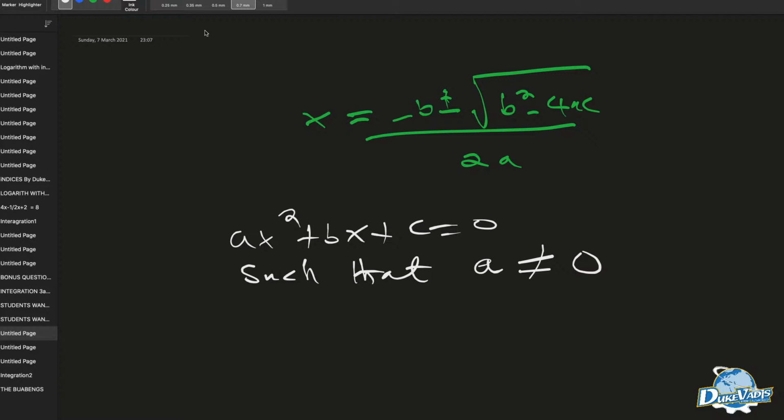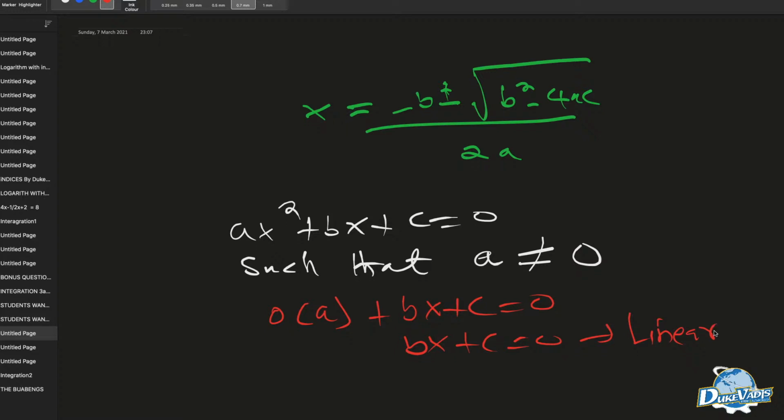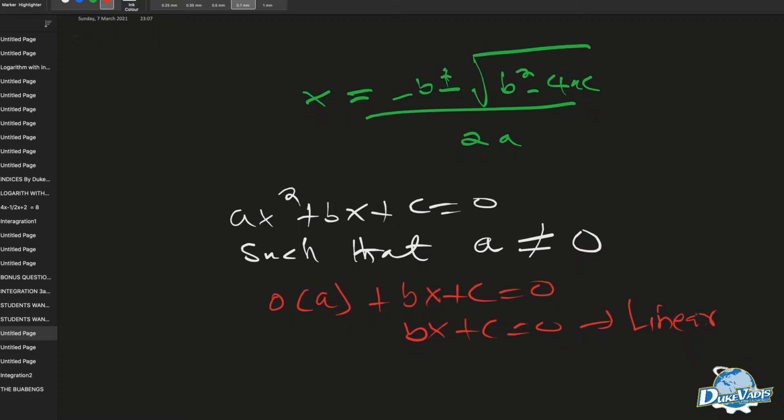Why is it that a is not supposed to be equal to 0? Because if a is 0, then we're going to have 0 multiplying x squared, plus bx plus c equals 0. So our equation bx plus c equals 0 will be linear and therefore does not conform to the quadratic equation. So that is the reason why we say a shouldn't be equal to 0.